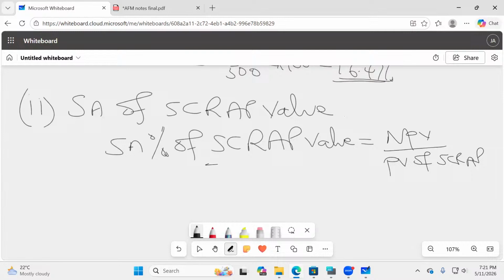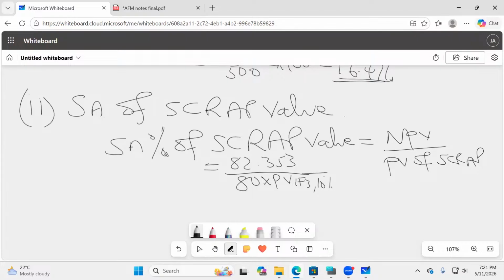So what is the NPV? It is 82.353. Do you know the scrap value? It is 80. But you see, this 80 is in the future, so I need to multiply it with the PV, 3 years, 10%.